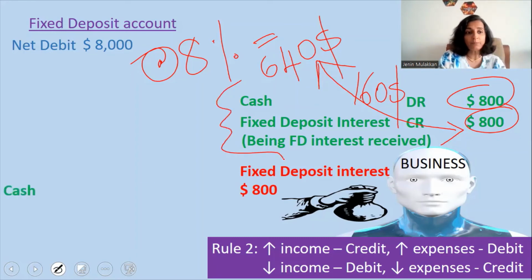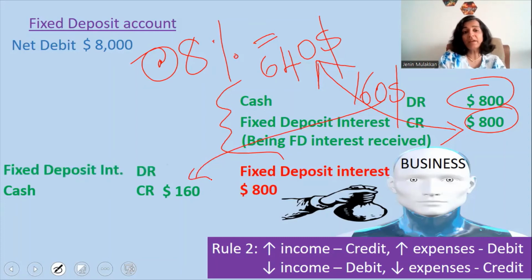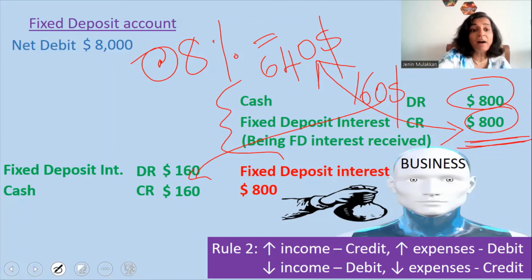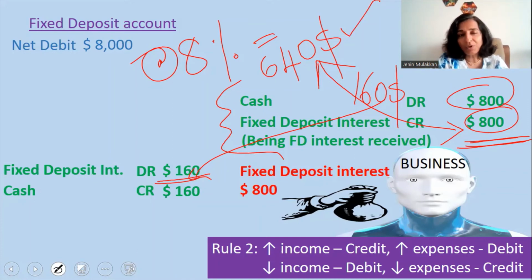So the entry should be cash account credit with $160, because that is the amount that you have to rectify, and FD interest debit with $160. So what have we done here? We have created a rectification entry so that the net amount reflected in the FD interest account is right. Right now, the amount reflected is 800 credit. But when we pass this entry, it will be 160 debit. So 800 minus 160, the net effect reflected in FD interest will be only $640. So we have the right amount in the account.